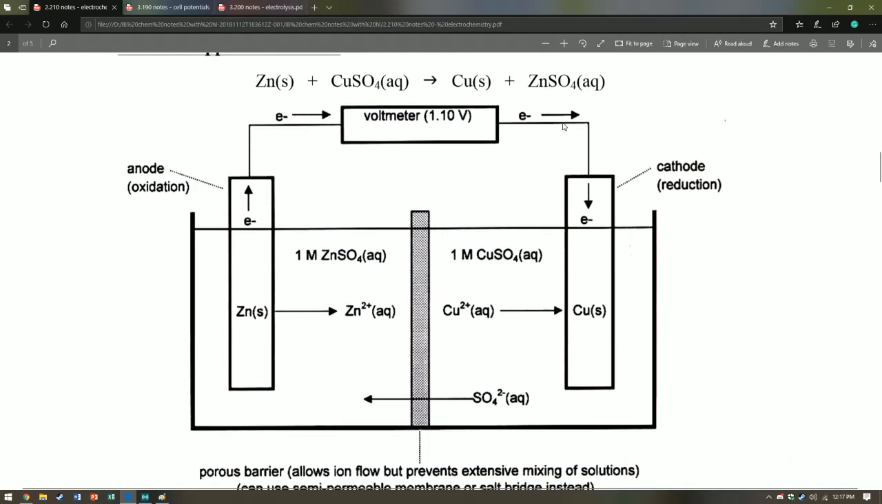So here's an example of a zinc copper voltaic cell. Here is a semi-permeable membrane. Here you have a solution of zinc sulfate and a solution of copper sulfate. And here you can have SO4 ions move to balance the charge. Electrons go through the wire, and you have a voltmeter. In this case, it reads 1.1 volts. And there you go.